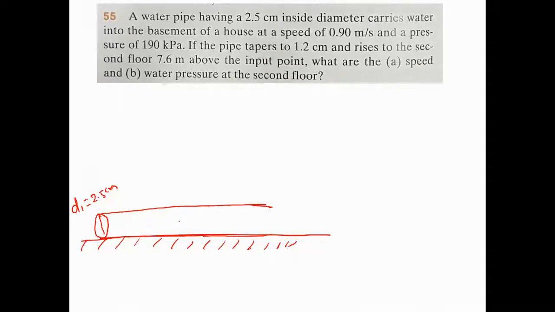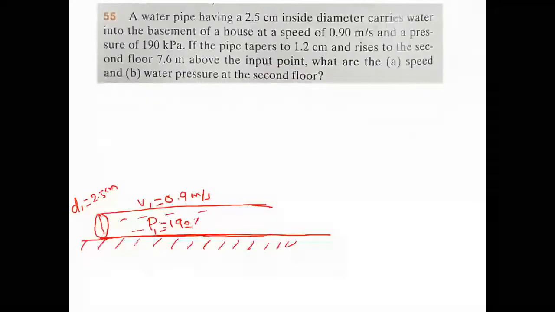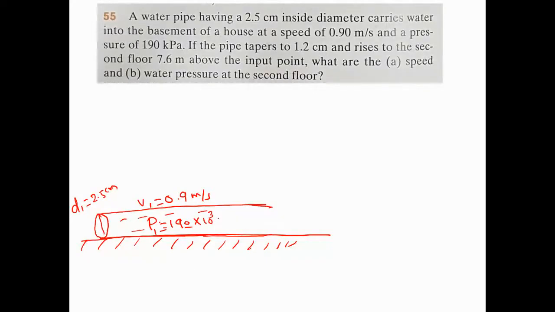The pipe carries water. What is the speed of the water here? The speed of the water in the first pipe is 0.9 meter per second. And what is the pressure in this pipe? The pressure is clearly given in the question, which is 190 kilopascal. That means 190 multiplied by 10 to the power of 3 Pascal. Clear?